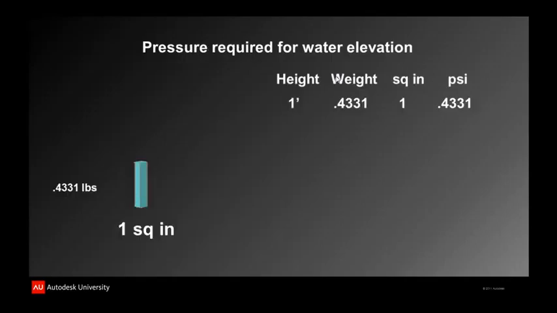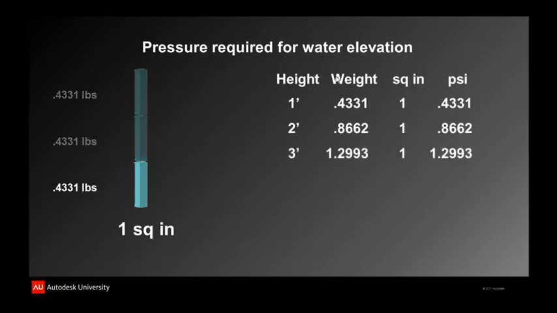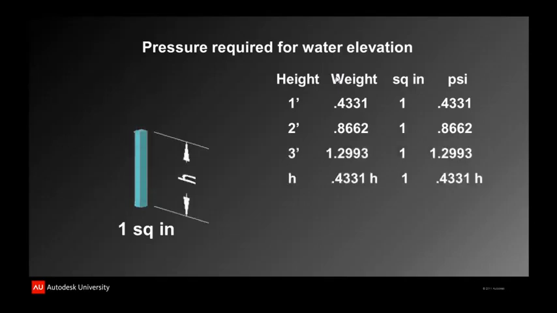So for 1 foot, the weight is 0.43, the square inches is 1, PSI is 0.4331. 2 feet is twice that, 3 feet is 3 times that. But if you always divide by H, then for any given height, it would be 0.4331 times however high it is, pounds per square inch.